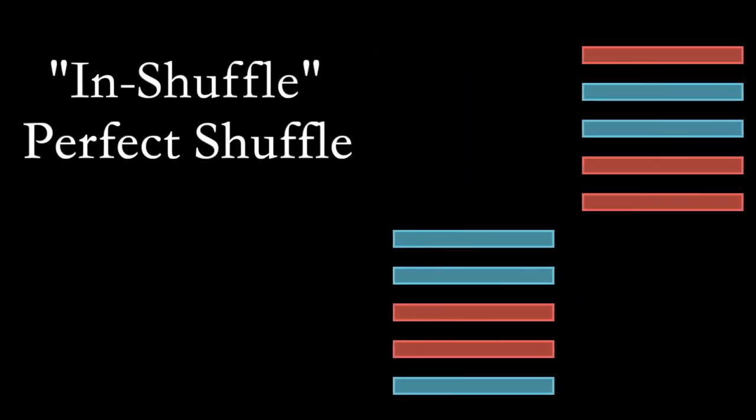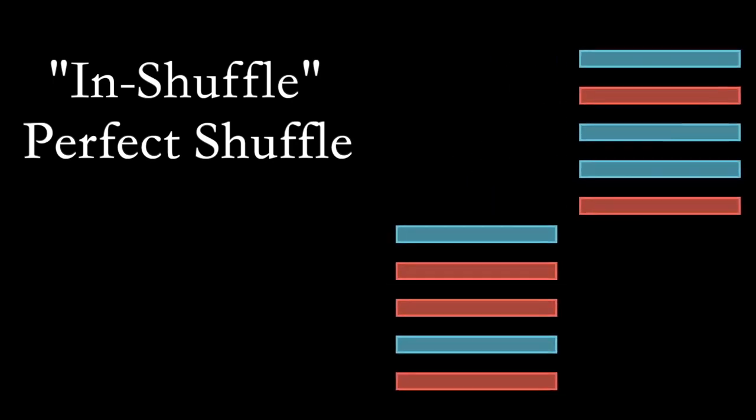Imagine you have a deck of cards or a stack of poker chips that you split into two sets and then interlace with itself. What you've just done is what's known as an in-shuffle perfect shuffle. A very natural question to ask here is, how many in-shuffle perfect shuffles will it take for the chips to become re-separated again? That is, all of the blue chips on one side and the red chips on the other.